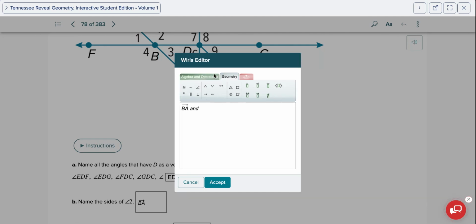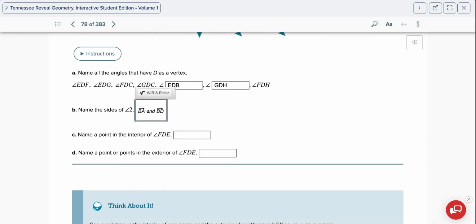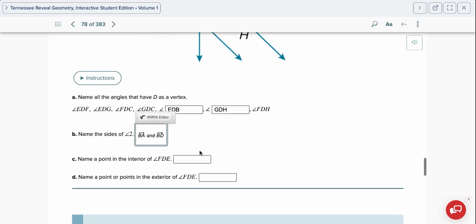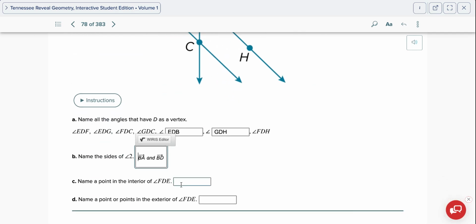And go to geometry, ray BD. Look at me go. All right. Name a point in the interior of FDE. Where is that? Where's F? F, D, E. So they want a point on the inside of this. Well, the only one I see is A. A is on the inside.